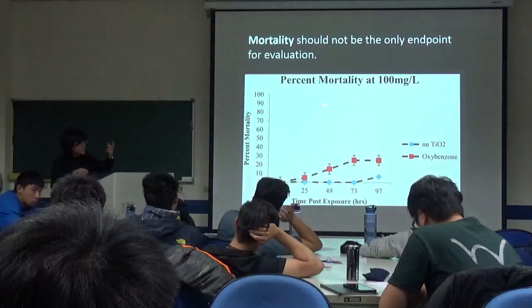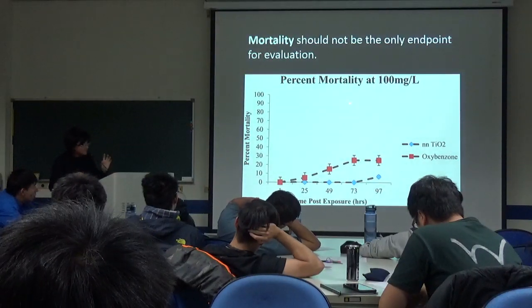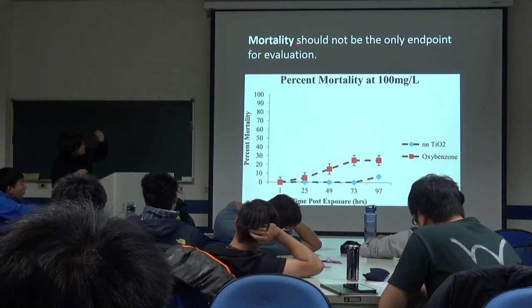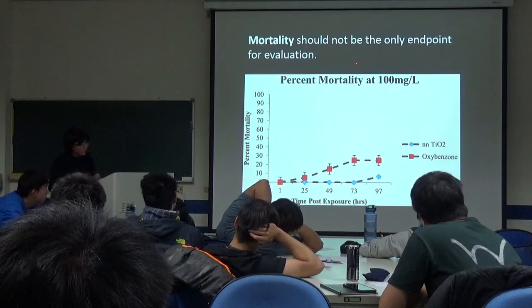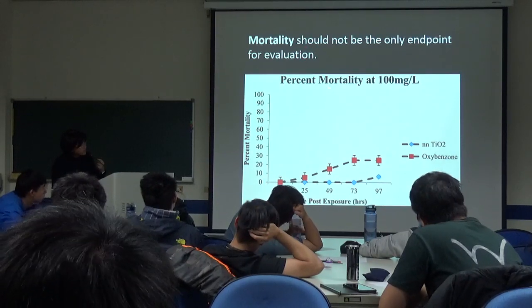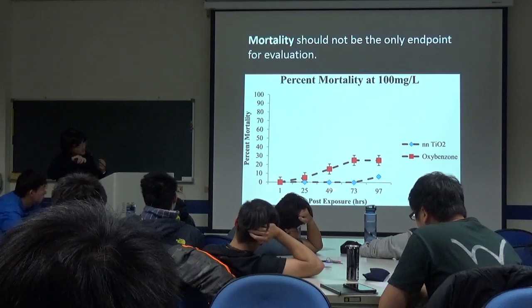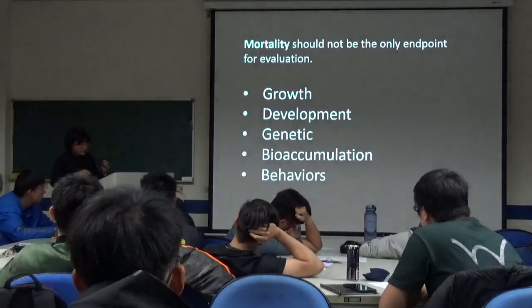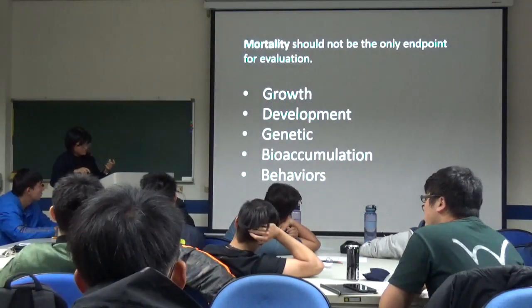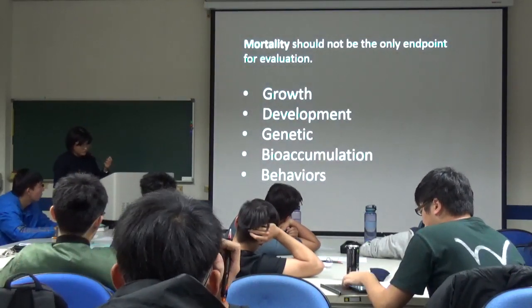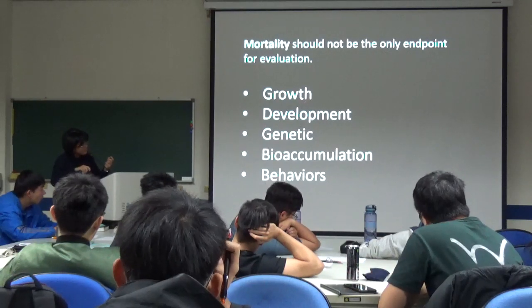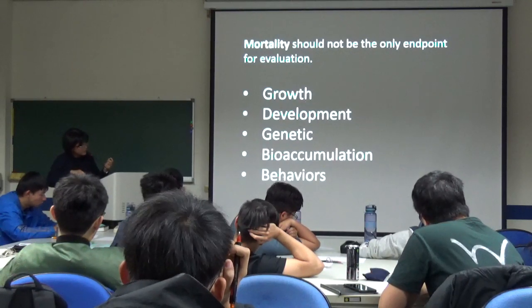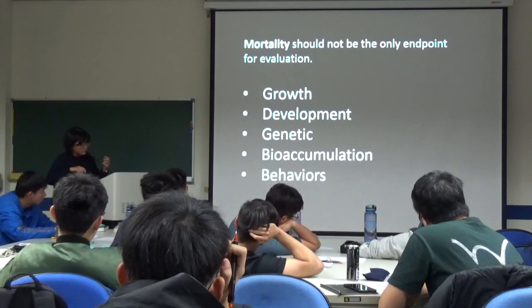So this is our conclusion. This is our discussion. Mortality should not be the only endpoint for evaluation, because in our results you can see it's not statistically different. And there are more factors we need to know, like growth, development, genetics, bioaccumulation, or behaviors, to know the harm to aquatic systems.